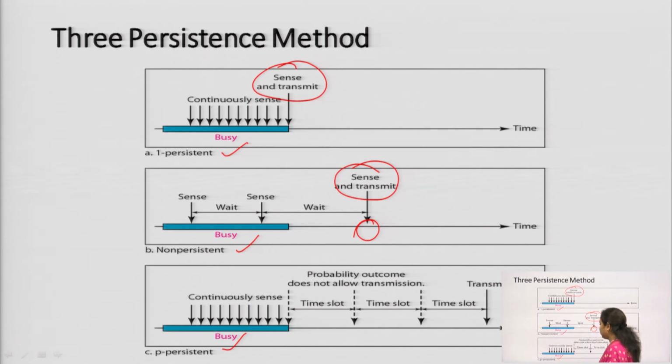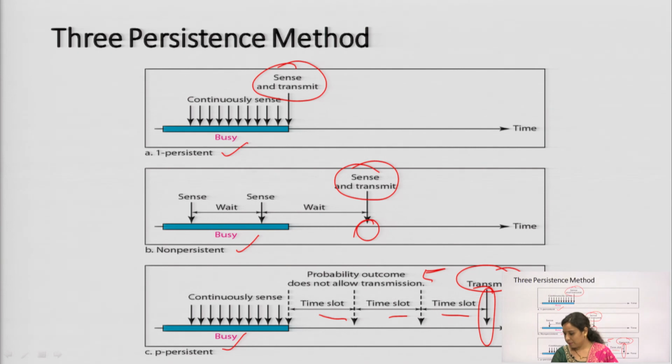In case of p persistent, if it is sensing continuously and the channel is busy, then the probability outcome does not allow the transmission. So, time slots will be allocated to each of the users and then the data will be transmitted. So, these are the three persistent methods: one persistent, non persistent and p persistent.